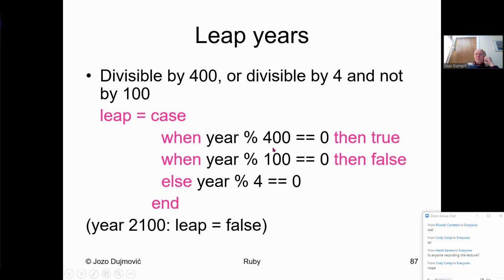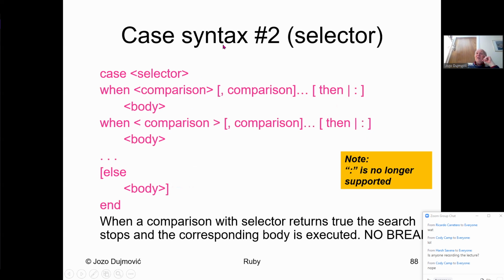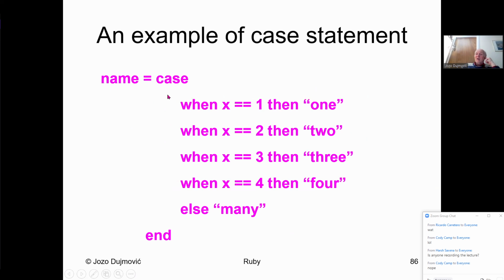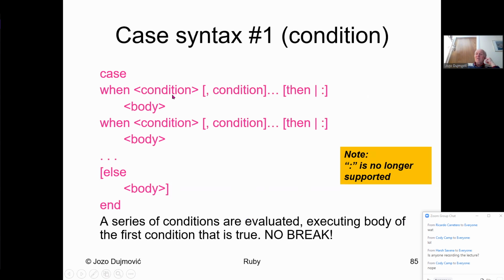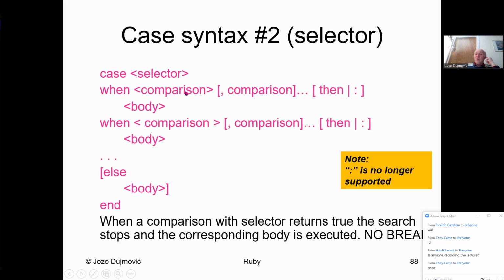Now, syntax number 2: you have comparison, comparison, comparison, and then it is again a case with a selector variable, and you have these comparisons. Here we had a condition, and here we have comparison. So we have again the first sequence of comparison, second, and last is the else body. Again, do not use colon because it is no longer supported.